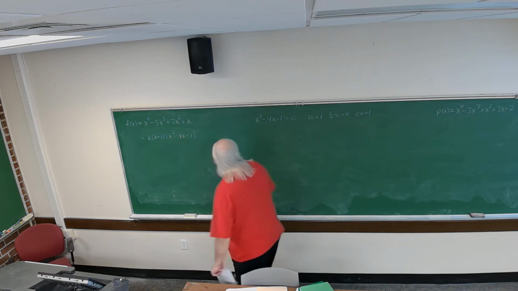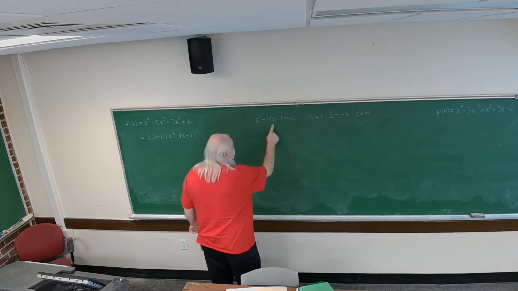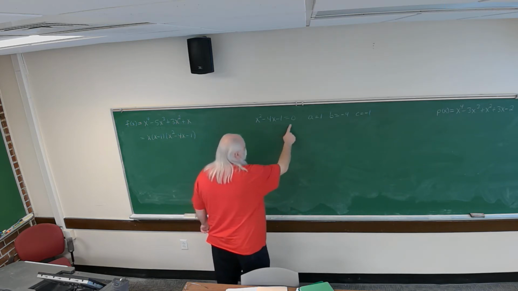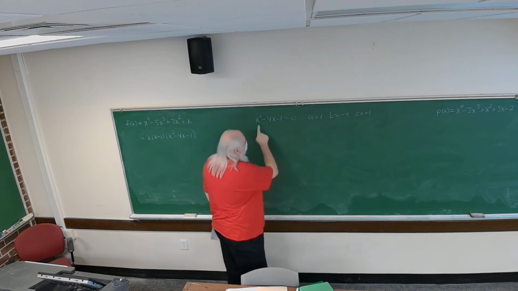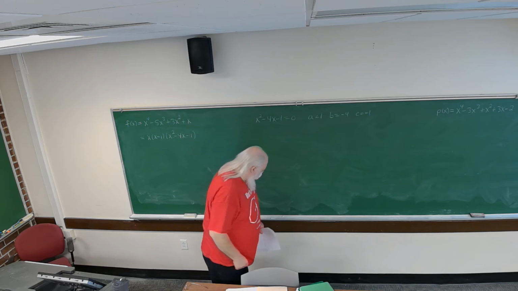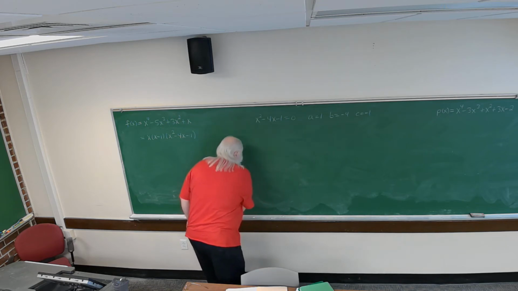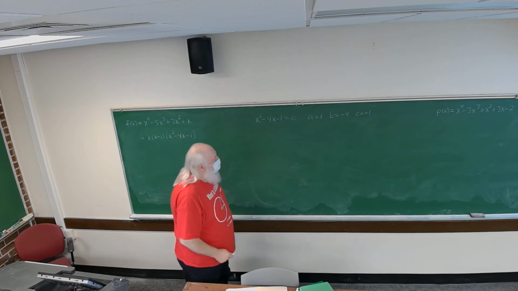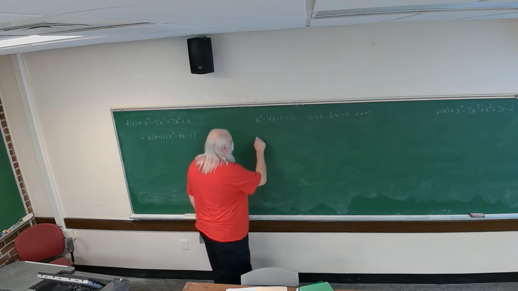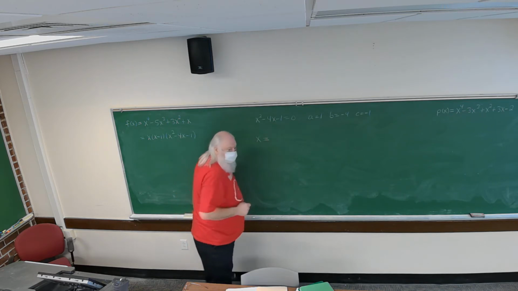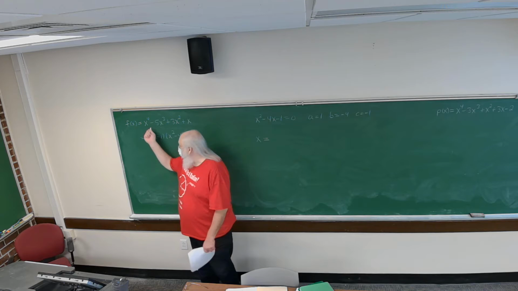Okay. So that's where we ended, right? We set x squared minus 4x minus 1 equal to 0, recognizing that a is equal to 1, b is equal to minus 4, and c is equal to minus 1 in this case. And then using the quadratic formula, we'll get the last two zeros of our fourth degree polynomial.